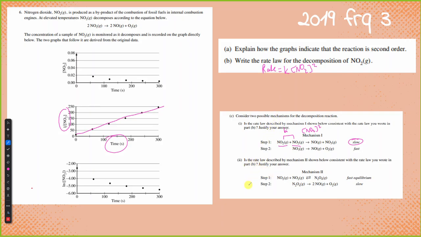Now, if we look at the bottom one, is the rate law described by mechanism 2 consistent? We have the fast equilibrium, and the slow step is the second step, so that's where you would need to do the substitution. Okay, so here's the rate law for your slow step, your rate determining step. But if we do the substitution, K equals the concentration of N2O4 over our reactants squared. So this is like Keq, the equilibrium K.